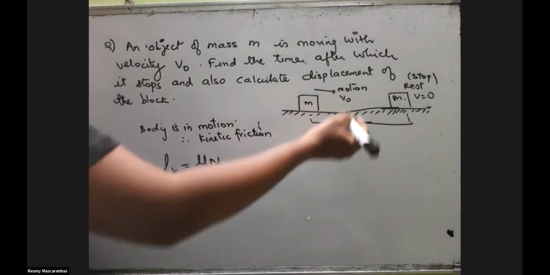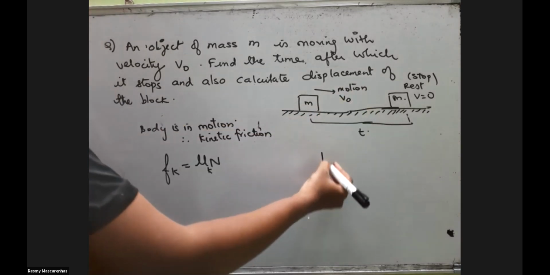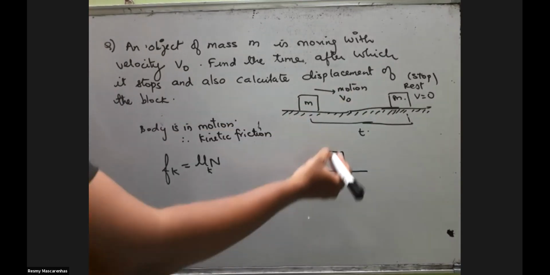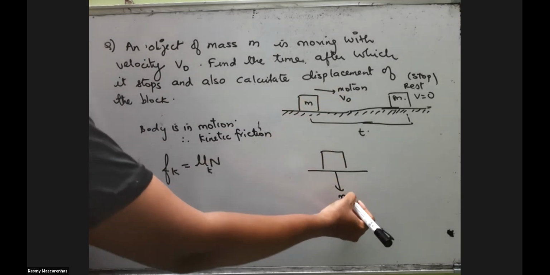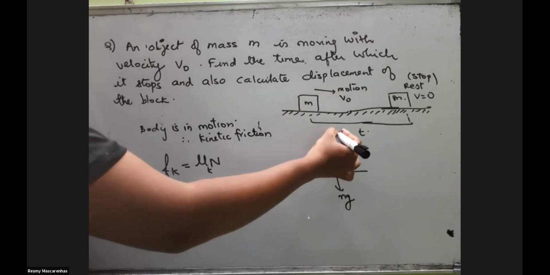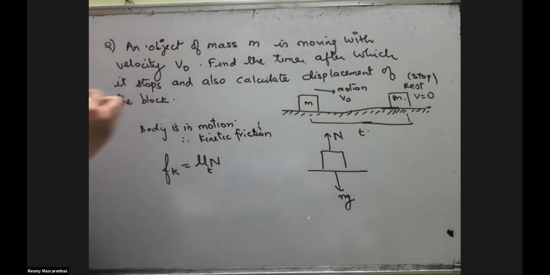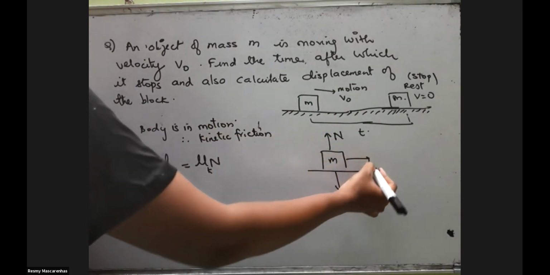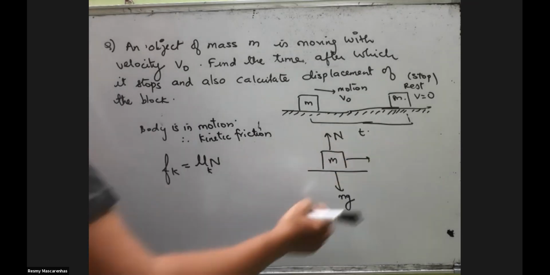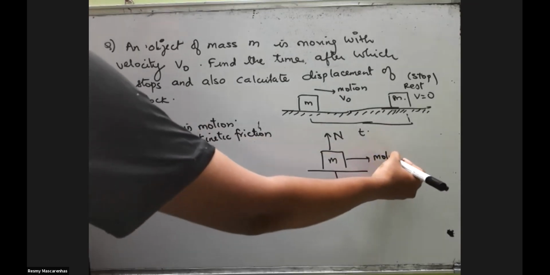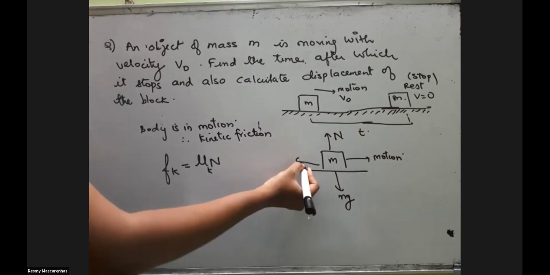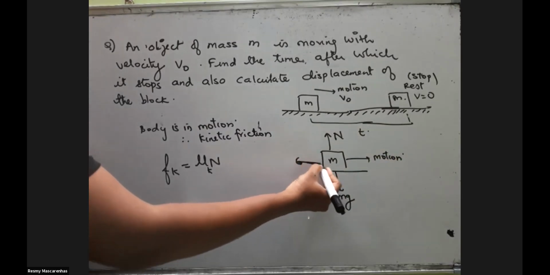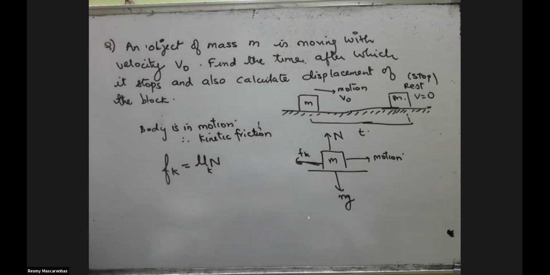Now we'll try to draw a diagram for this one. This would be having a force downwards. There's a normal reaction which is upward. This is your mass. This side is the body moving, so this side is your applied force for this motion. Definitely your friction will be on the opposite side. Kinetic friction will come this side. So what do we have to calculate? Time.